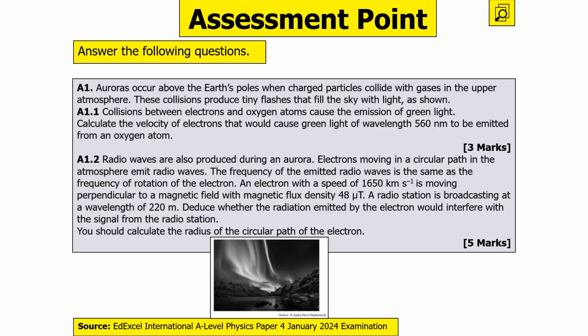And then radio waves are produced during an aurora. Electrons moving in a circular path in the atmosphere emit radio waves. The frequency of the emitted radio waves is the same as the frequency of the rotation of the electron. An electron with speed 1,650 km per second is moving perpendicular to a magnetic field with flux density 48 microteslas. A radio station is broadcasting at a wavelength of 220 meters. Deduce whether the radiation emitted by the electron would interfere with the signal from the radio station. You should include the calculation for the radius of the circular path of the electron.